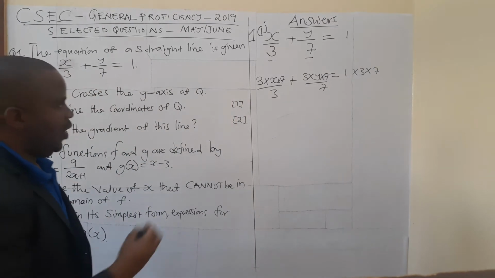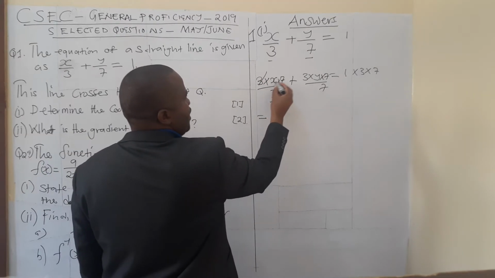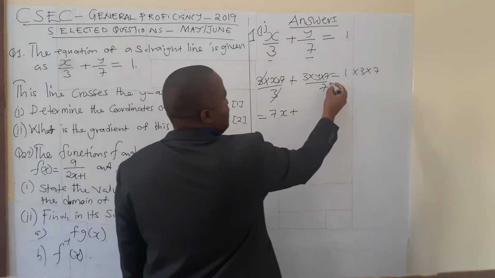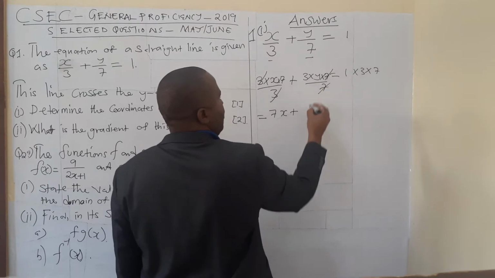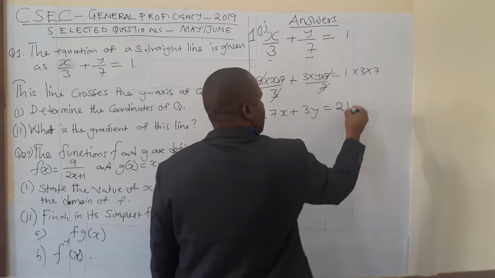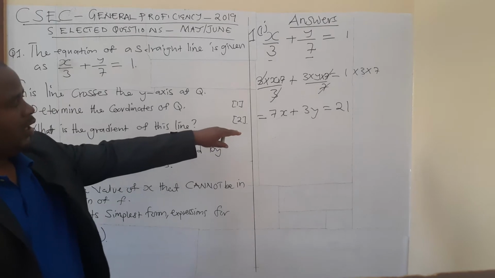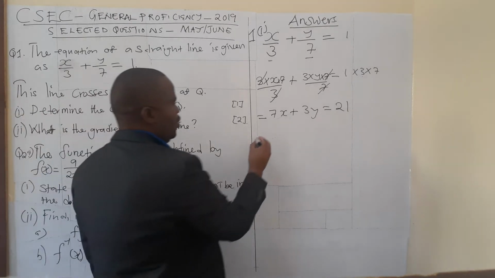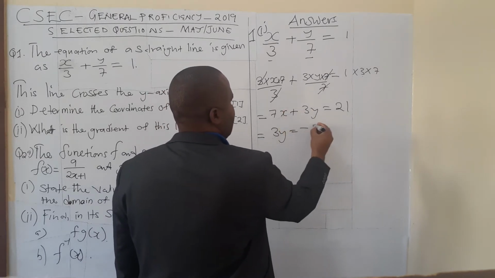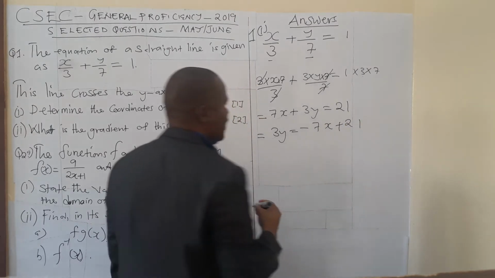So what that does is that the 3 and the 3 will cancel. You remain with x by 7, you have 7x, plus, the 7 and that 7 will cancel, 3 by y, you have 3y, which is equal to 1 by 3 is 3, by 7 is 21. So this is the equation that we have. Now we need to make y the subject. So we are going to say 3y is equal to, we can take this one on the other side, negative 7x plus 21.